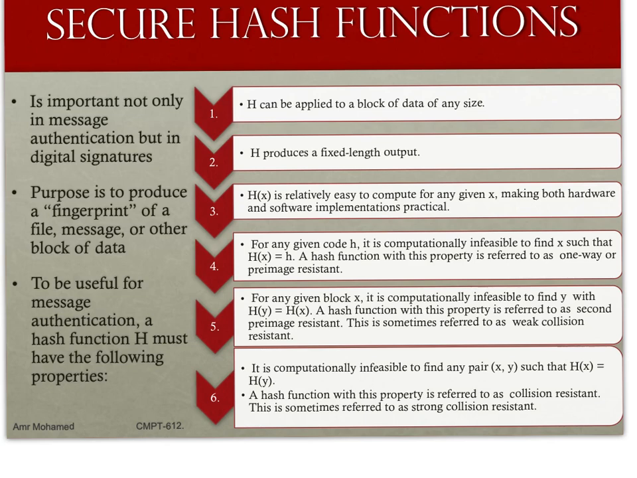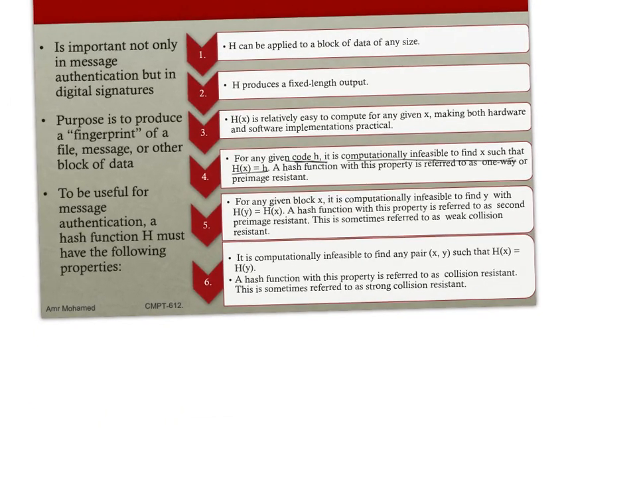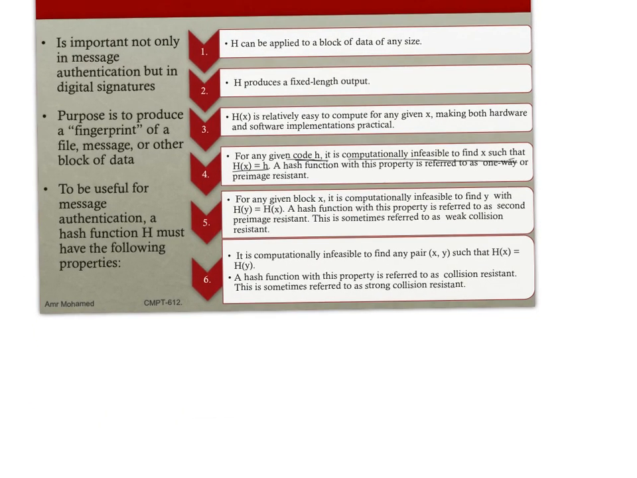So for any given code H, it is computationally infeasible to find X, an input message, such that the hash value is H. And what that means is, if I give you a certain hash of fixed size, can you in fact produce a message so that when you apply the hash function, you produce H? This is actually the reversibility.